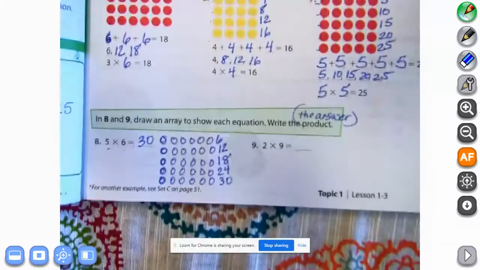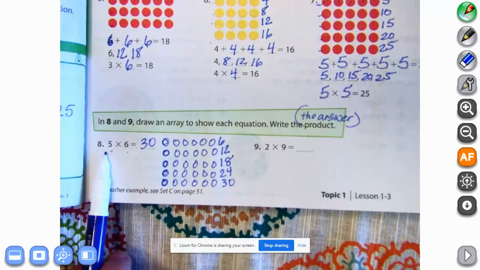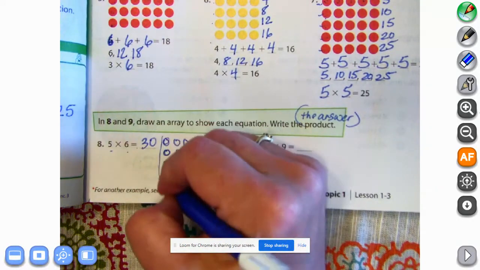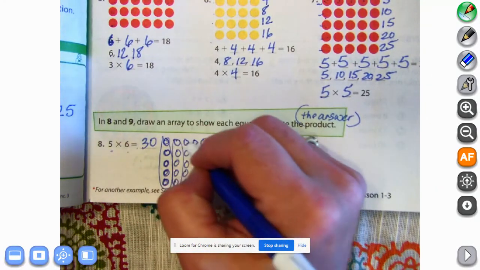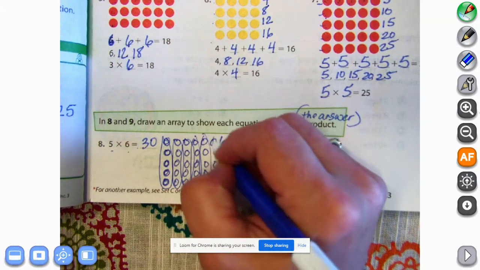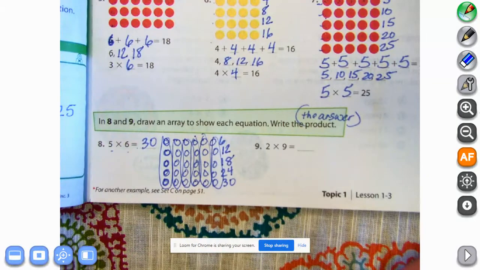And if that's harder for you, anytime we have a factor of 5, you can always count by 5s. So we've got this way, 5, 10, 15, 20, 25, 30. There's lots of ways to look at this.